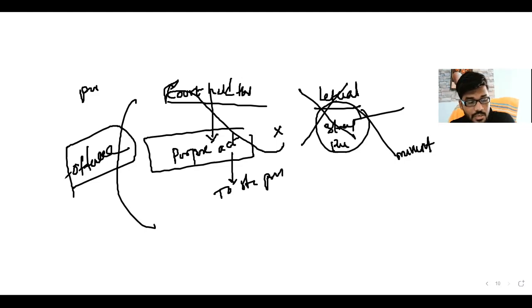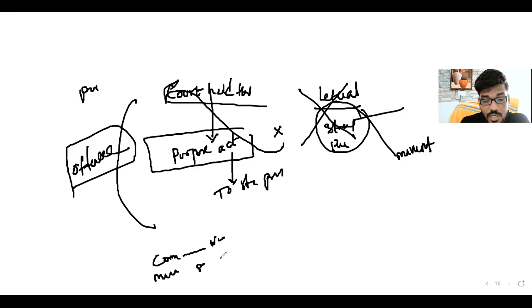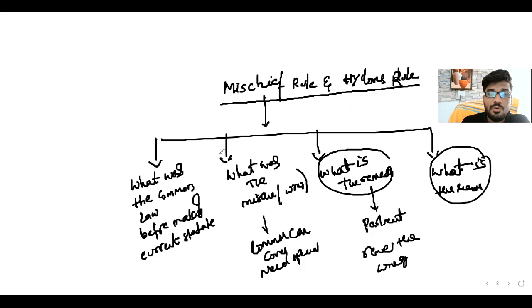So what was the law before? What is that law? Common law. Before the act, there is no common law. What is the mischief in the rule? It is nothing but soliciting of trespasses. What is the previous act? The Street Offences Act. So four factors we have to consider. What was the common law before making the current statute? Before the Street Offences Act, is there any act? There is no common law.